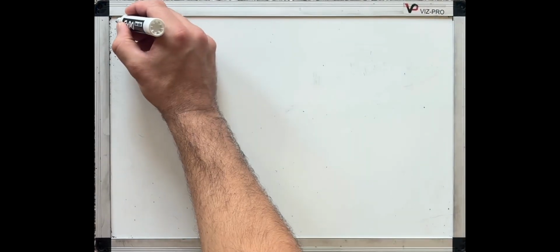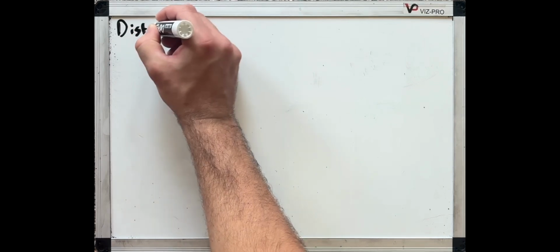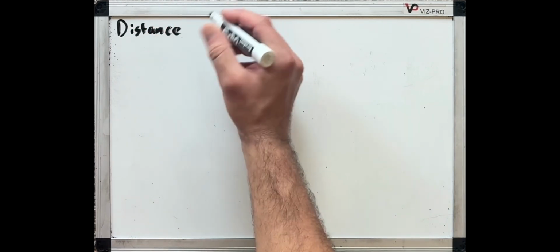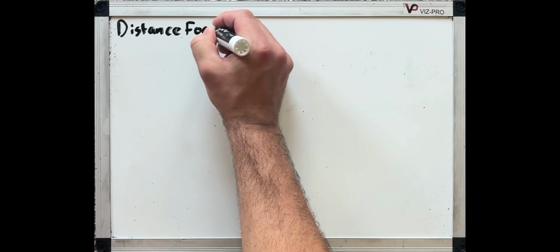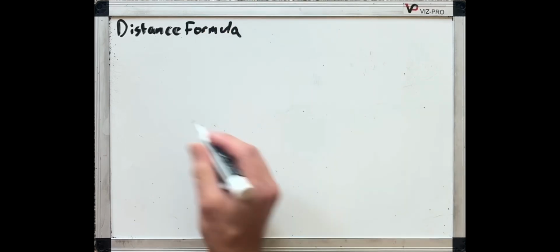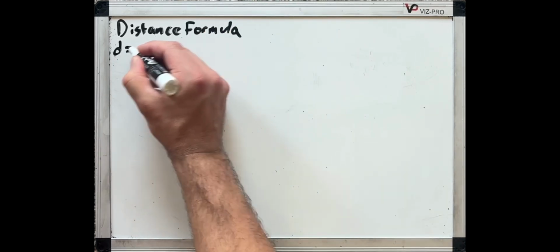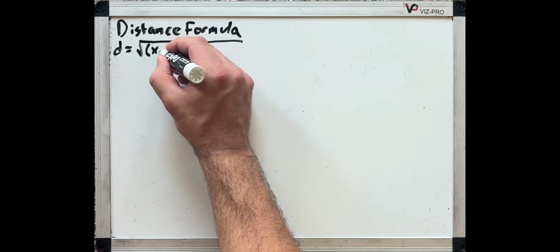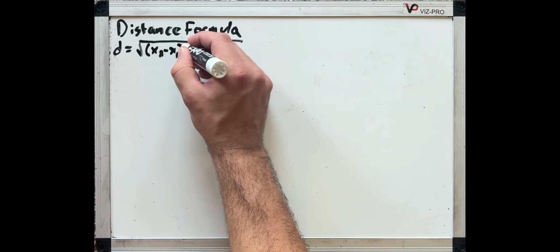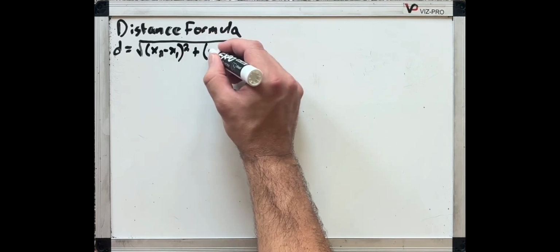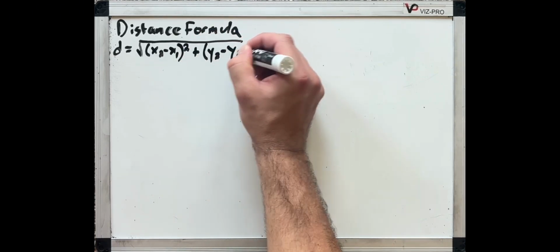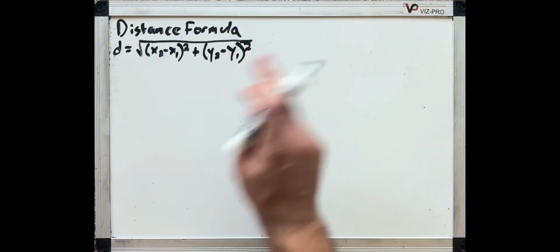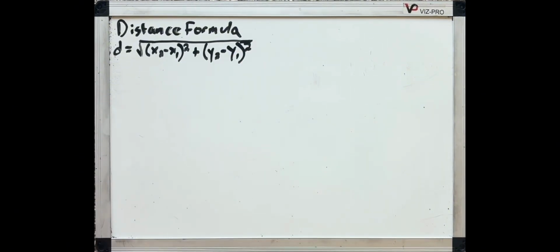All right, today we're going to talk about the distance formula. D equals the square root of x2 minus x1 quantities squared plus y2 minus y1 quantities squared. Now this formula is in your EOC reference sheet. So when you're taking the EOC test for geometry, you have this available to you.